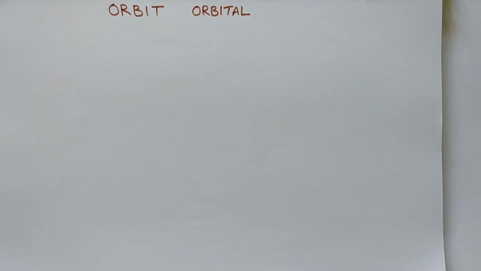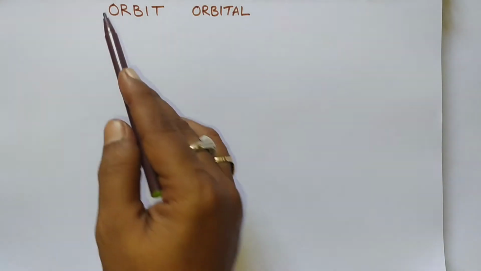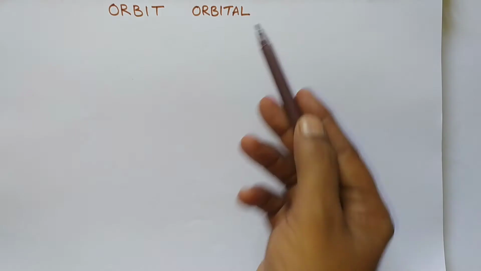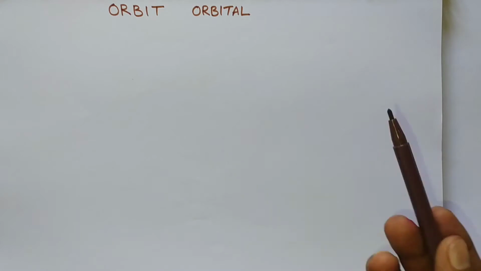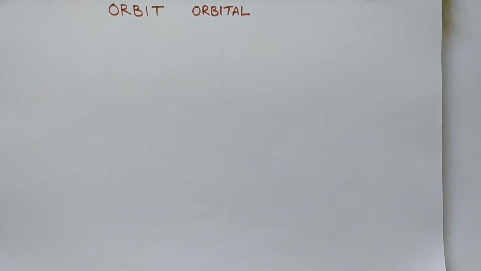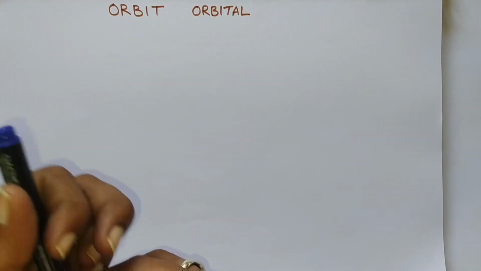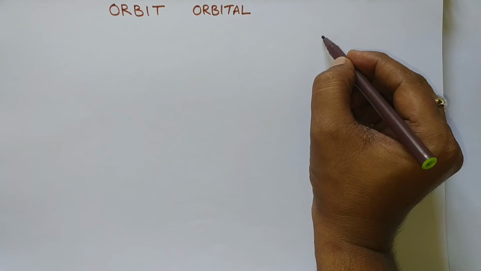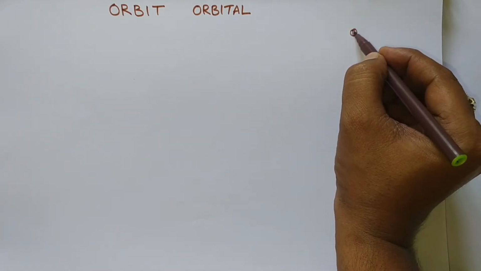Today in this session we are going to discuss what is meant by orbit and what is orbital. So, what are the differences between these two? According to Bohr's theory, every atom consists of a central part called the nucleus.